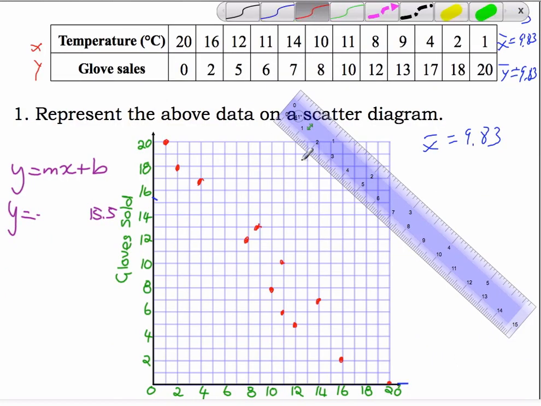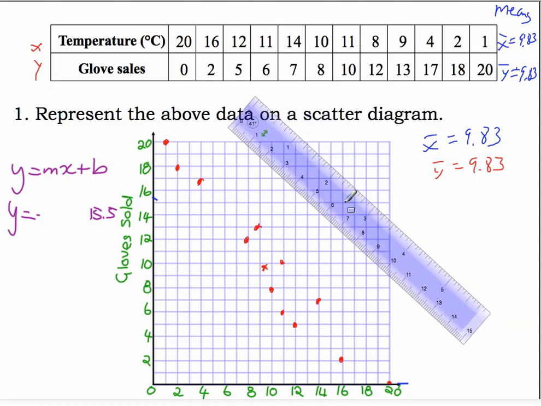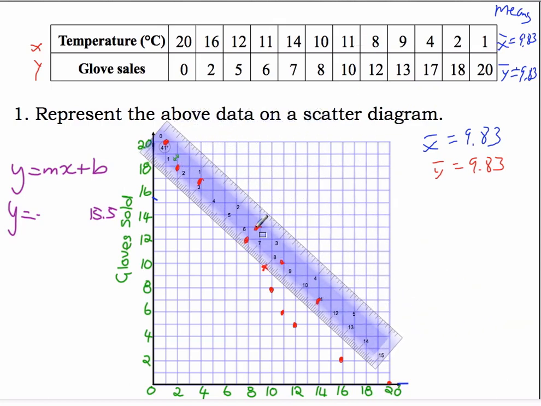So I'm going to plot the mean right now, which is 9.83 and 9.83. So 9.83 is about there, and 9.83 is about there. I'm going to draw an X to indicate the mean right there. Then we're going to draw a line of best fit by eye. We go through the mean point and try to get as many points above the line as below the line, and make sure we model the relationship as well. Make sure the line is pointing in the same direction as the points.